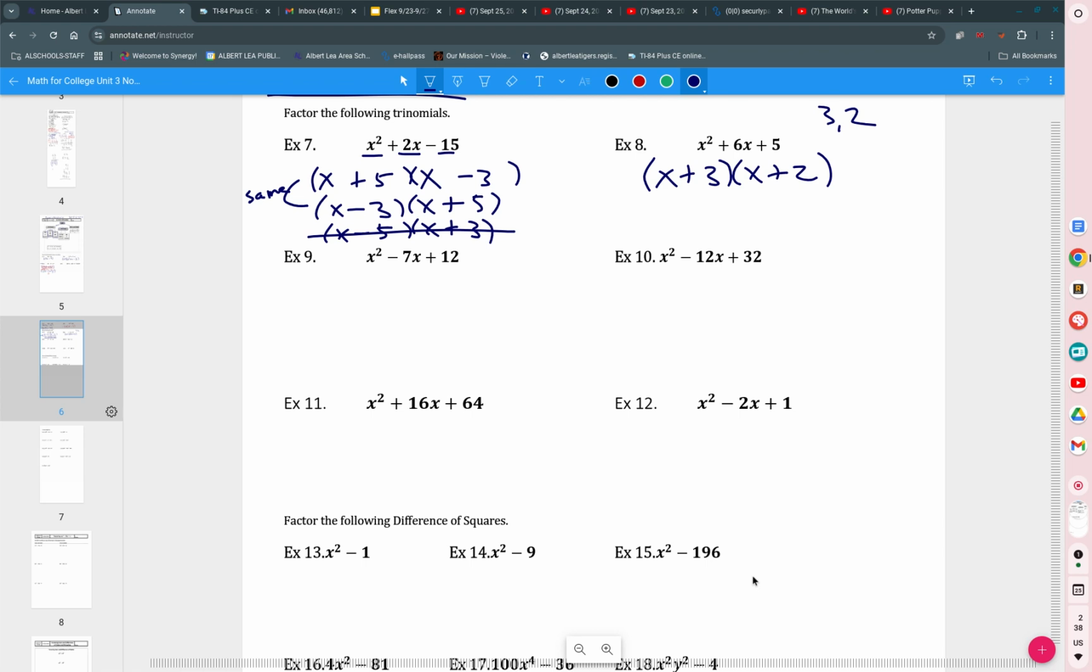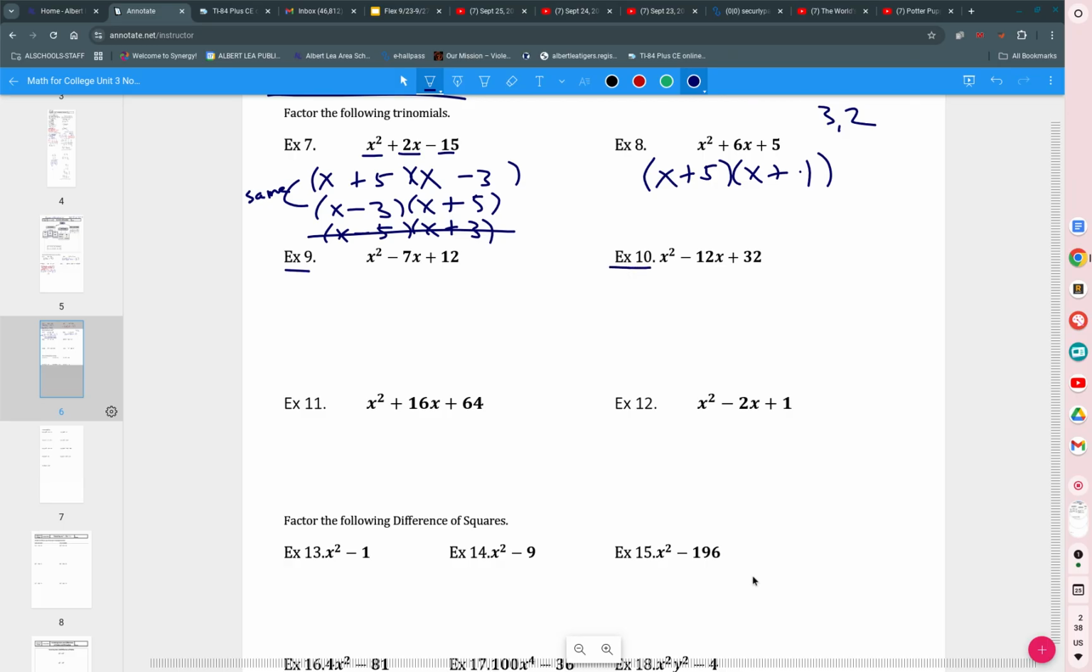Yeah, 3 times 2 is 6, and 3 plus 2 is 5. I've got it backwards. So what are the 2 numbers that multiply to 5 that add to 6? 5 and 1. Just 5 and 1. Okay? So be careful to check. I'm trying to show you the mistakes that people make.